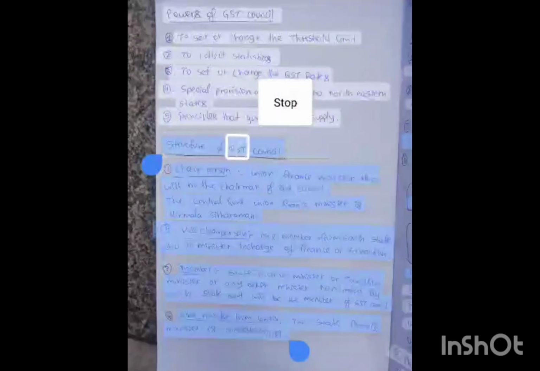Structure of the GST Council. Chairperson: the Union Finance Minister will be the chairman of the council, the Central Finance Minister Nirmala Sitharaman. Vice Chairperson: one member from each state who is the minister in charge of finance or taxation. Members: the State Finance Minister or Taxation Minister or any other minister nominated by each state government will be a member of the GST Council.